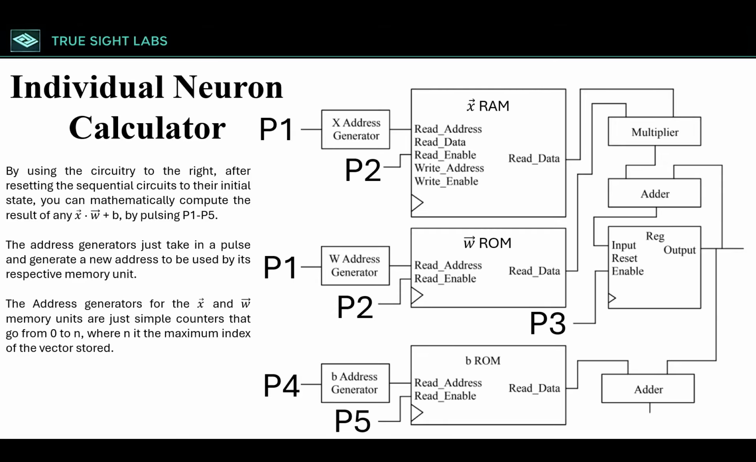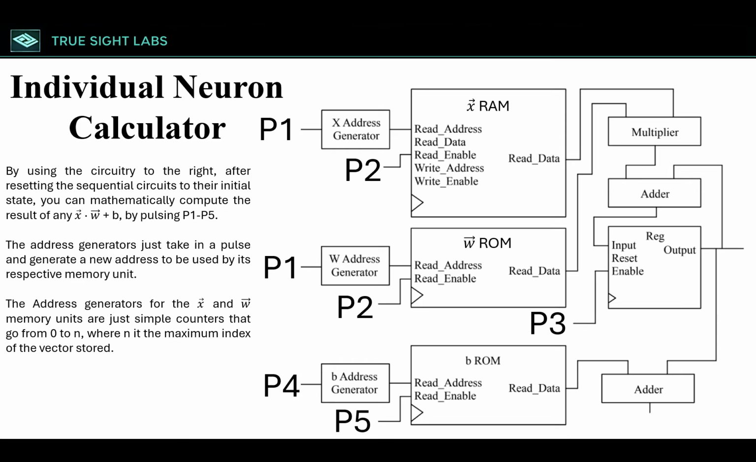So this circuitry here is what actually computes the dot product and then adds the bias. The way it works is we go through the 2 vectors one index at a time, and each time we select one entry from the XRAM and the matching entry from the WROM, we multiply them and add that product into a running total stored in the accumulation register. By pulsing P1, we set the address we want to read from XRAM and WROM. By pulsing P2, we read the X value and its corresponding W value, and then by pulsing P3, we accumulate the product into the running sum.